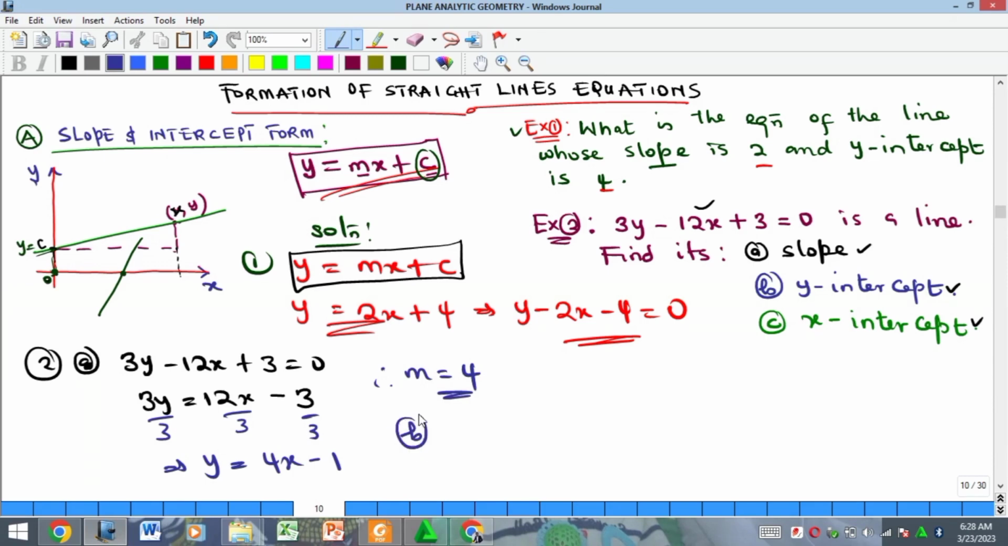And from here we can already get the value for b. What is our b? Our b is the y-intercept, which is equal to minus 1, which is this. And finally we can get our c, which is the x-intercept.